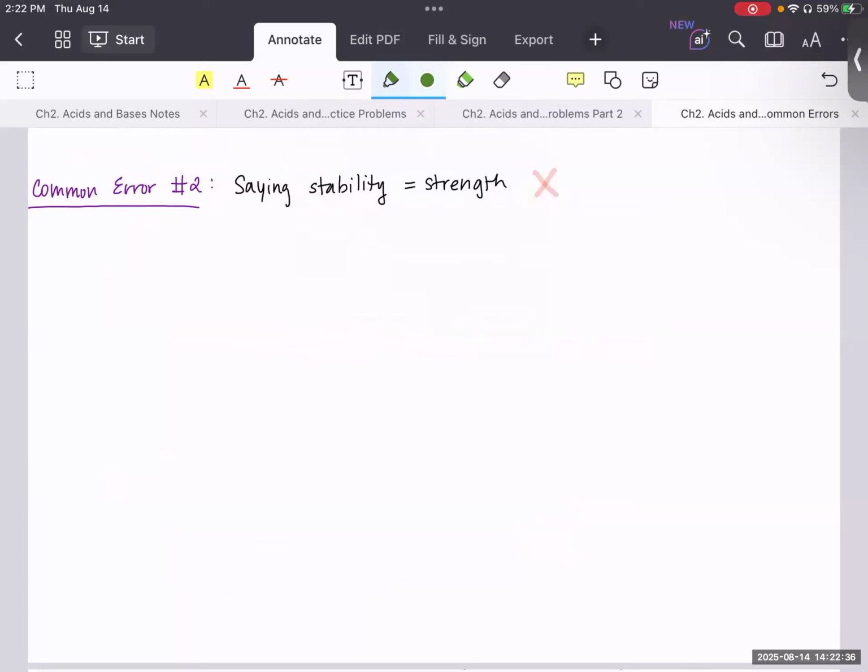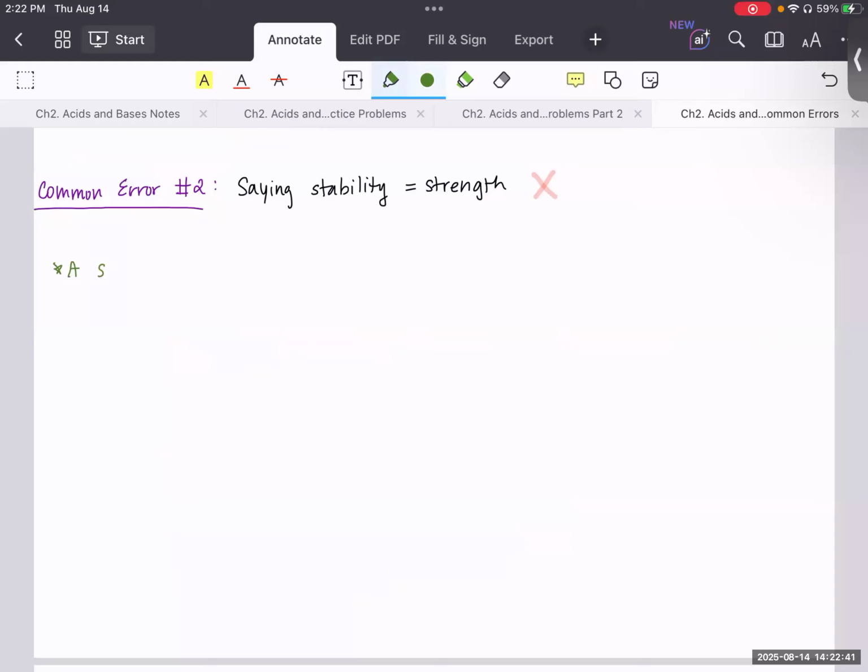An acid that is strong wants to react, and that means it is less stable. It doesn't want to exist in the same state. It wants to transform into something else. It wants to react. And that means a weak acid is more stable, and it does not want to react.